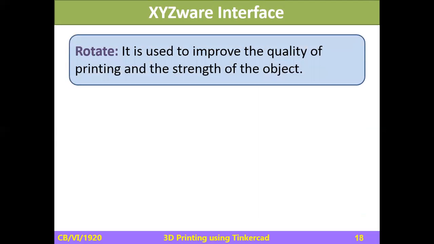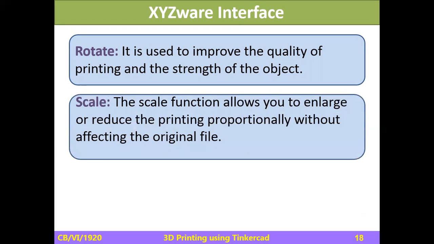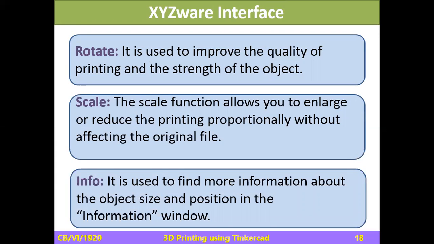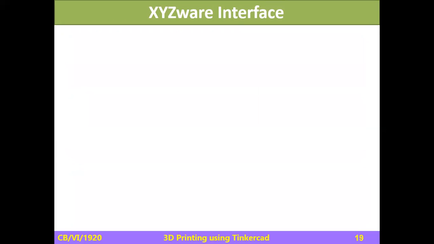Next is Rotate. It is used to improve the quality of printing and the strength of the object. Scale. The scale function allows you to enlarge or reduce the printing proportionally without affecting the original file. Whenever you use the scale function, it will not affect the original file. Info. It is used to find more information about the object, such as size and position, in the information window.